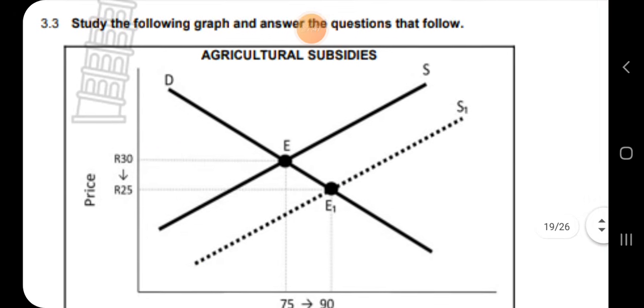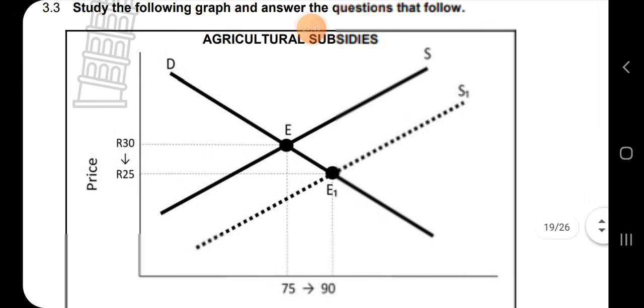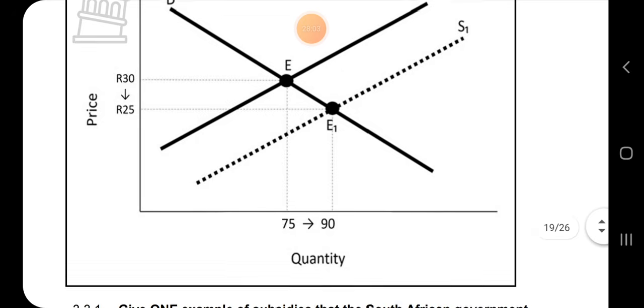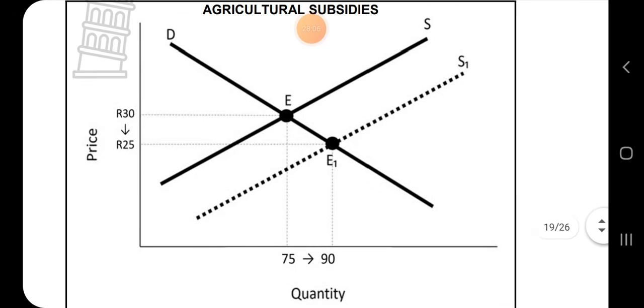So 3.3, study the following graph and answer the questions that follow. Agricultural subsidies. So when the price is 25 rand, we have a quantity of 90. At 25 rand, we can have a quantity of 90. At 30 rand, we can have a quantity of 75.